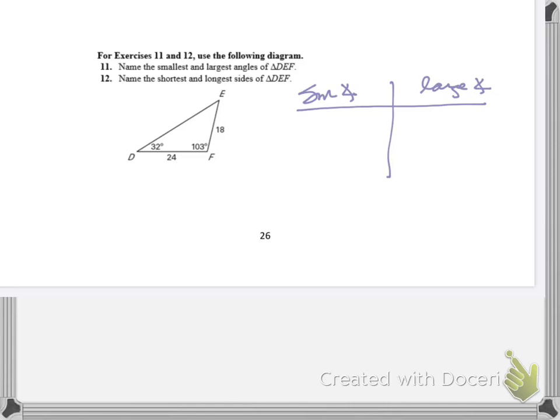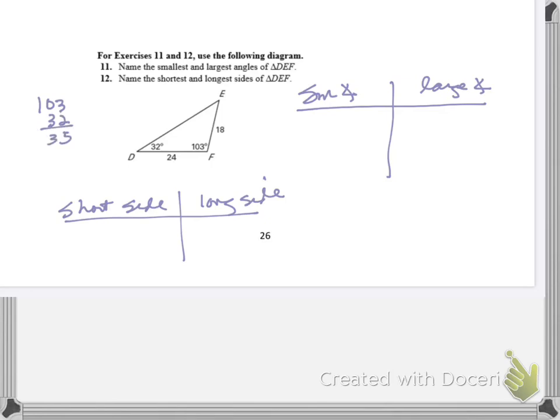And then it says short side and long side. Alright, so we're lacking some information because I'm missing an angle. So the first thing you want to do is add the two angles that they gave you together, and that gives you 135. And then you take 180 and you subtract away that 135, and that's going to give me 45. So the missing angle is 45, and now I can make some more decisions.